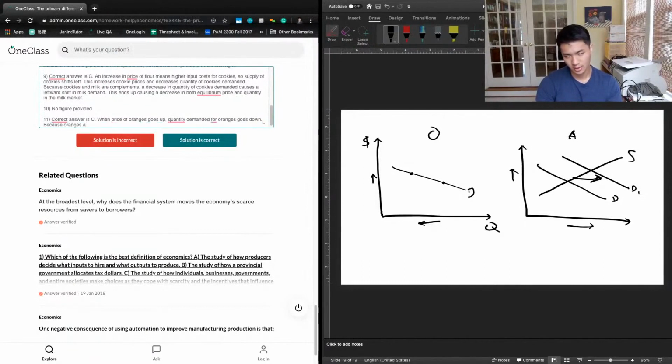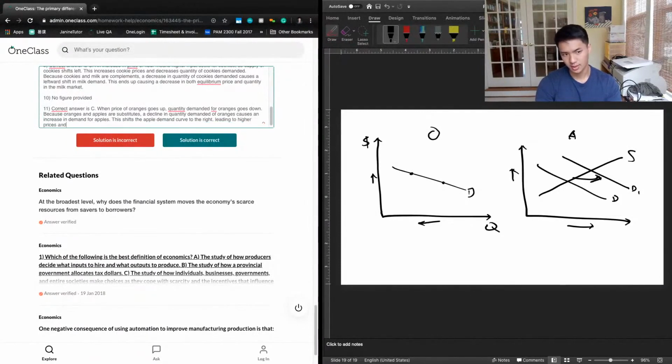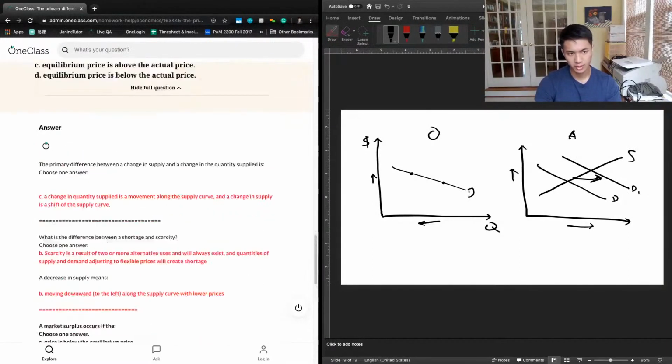Because oranges and apples are substitutes, a decline in quantity demanded of oranges causes an increase in demand for apples. This shifts the apple demand curve to the right, leading to higher prices and higher quantity. Okay, and then we have 12.